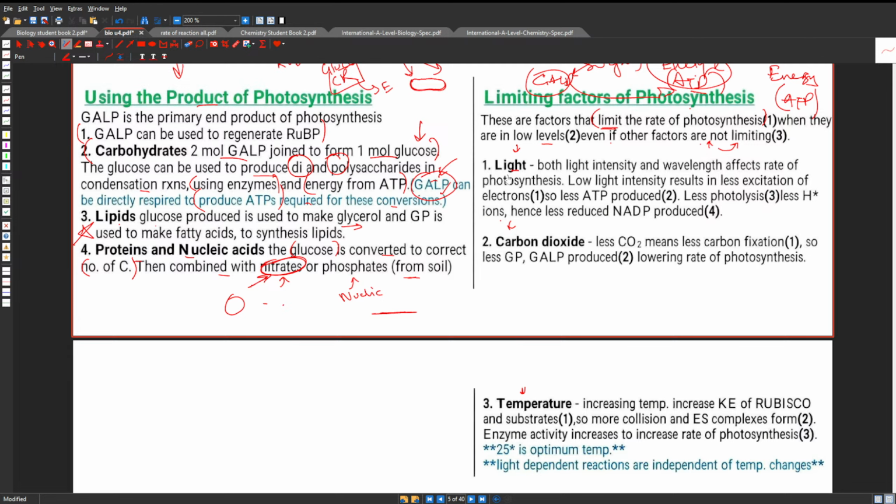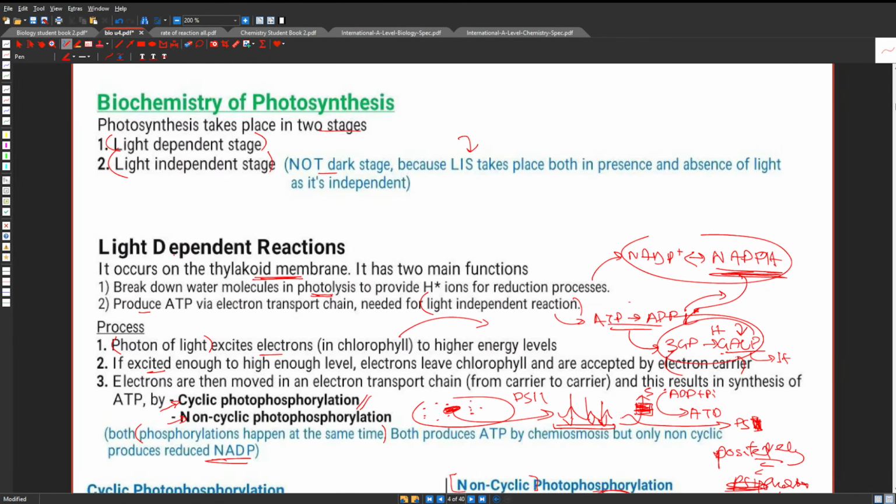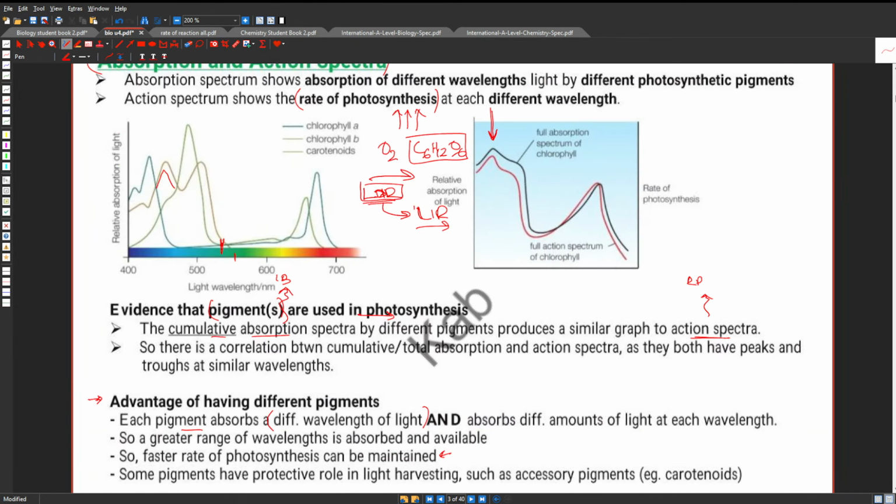Okay. Light. Both light intensity and wavelength affect the rate of photosynthesis. Low light intensity means low absorption of light, or a specific wavelength that you're using is bad at being absorbed by chlorophyll a, chlorophyll b, and carotenoids. That's really the three main ones. What is it? Carotenoids, yeah.